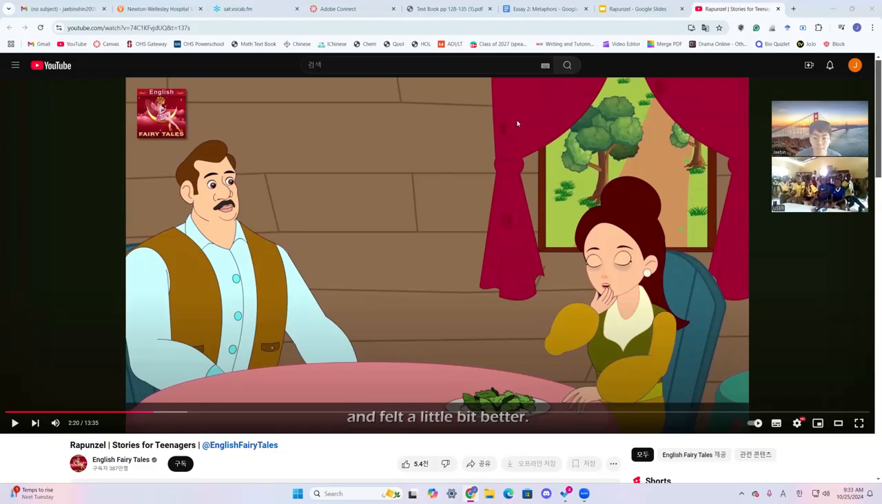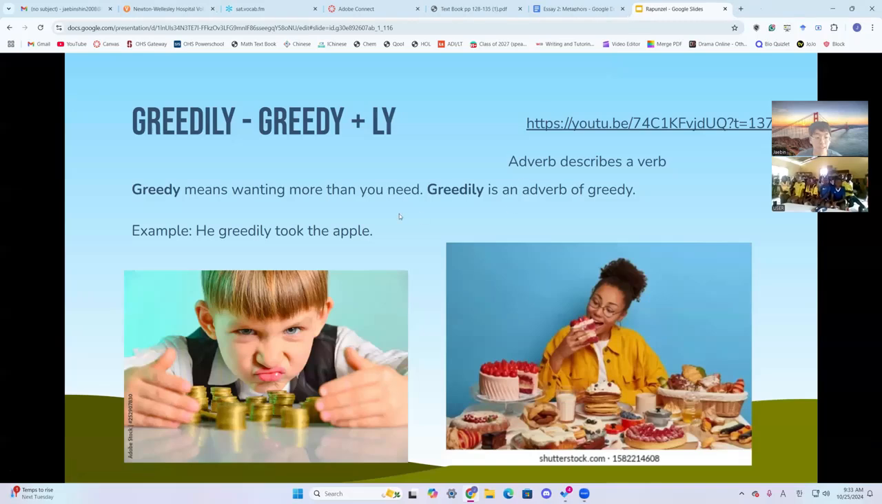So you can see here that the word greedily is used to describe how she wanted the lettuce. So she greedily ate the lettuce means that she wanted more than she needed, and it shows how much she wanted it, basically.